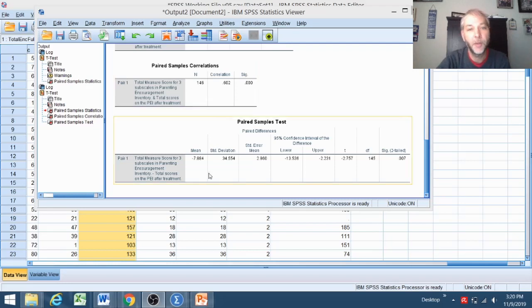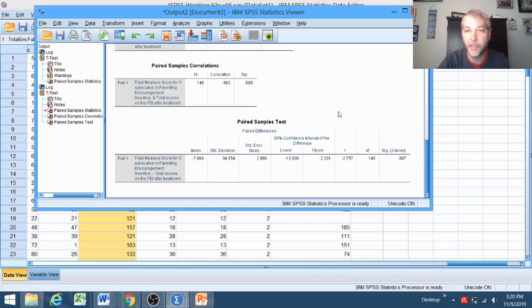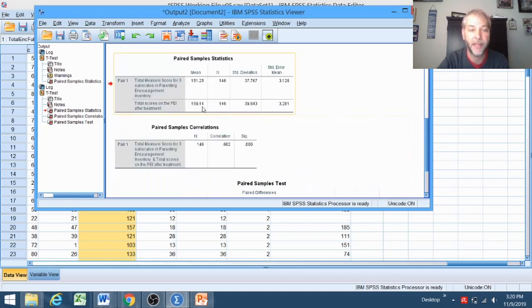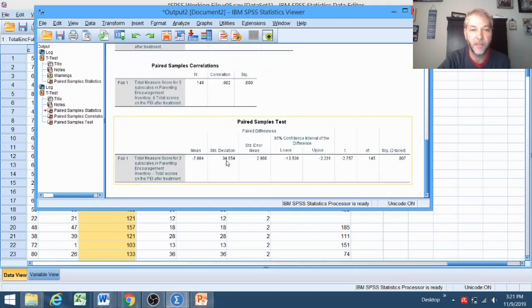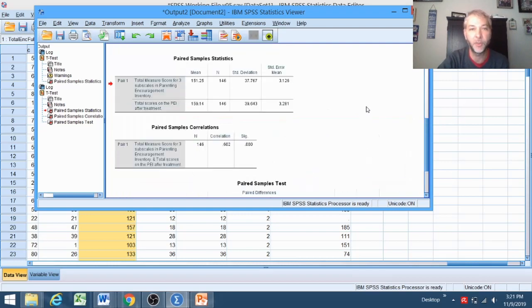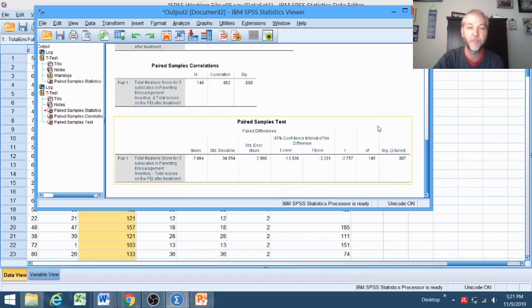Okay, and so what we can notice then is the mean difference, right? This would be the before and the after. The difference in those means is 7.884, which we would get if we were to subtract the before from the after. I'm not going to necessarily worry about the standard deviation right now, but it does have to do with the difference between the mean scores. The standard error of the mean, I'm not going to necessarily worry about that right now for reporting purposes as well. But let's move on to the t-value.